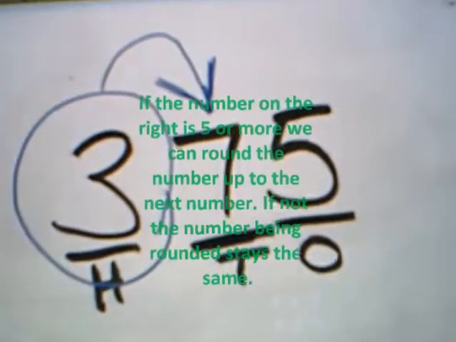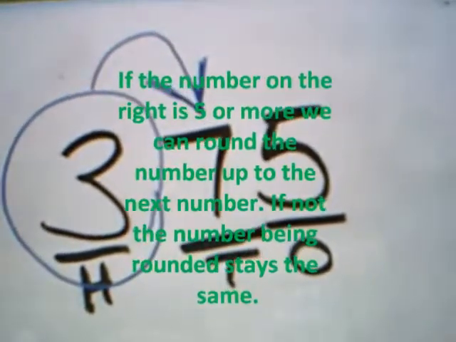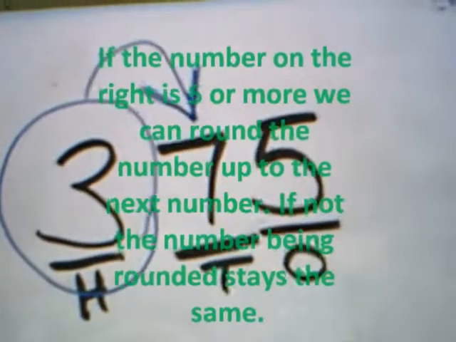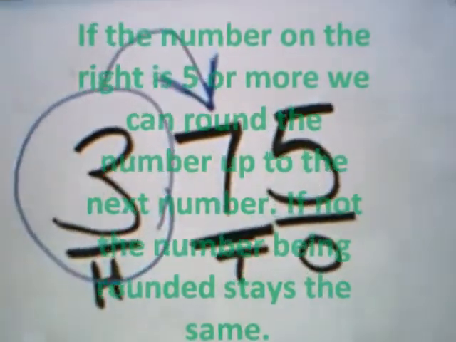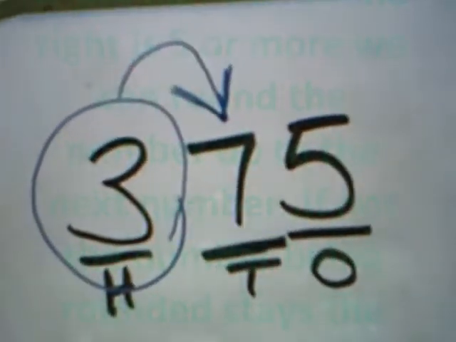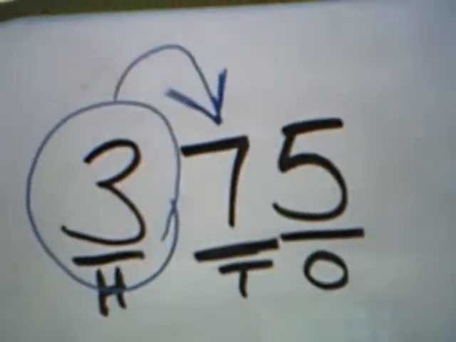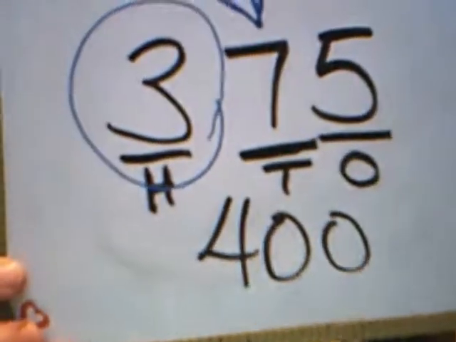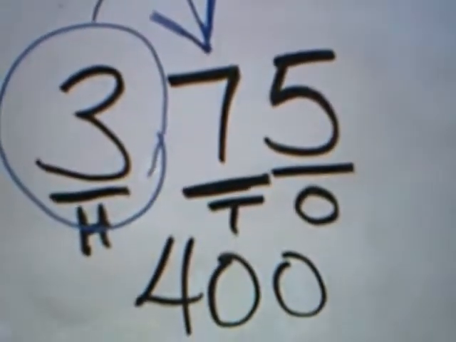We're going to take a look at the 3. That's the number we're rounding. And the number to the right, which is a 7. Is it 5 or more? Yes or no? It is 5 or more. And we're going to ask that neighbor to push us upstairs to the next floor, which would be 400. So we're going to round it here. 375, if you look at a number line, would be closest to 400. And that, ladies and gentlemen, is how we round whole numbers.